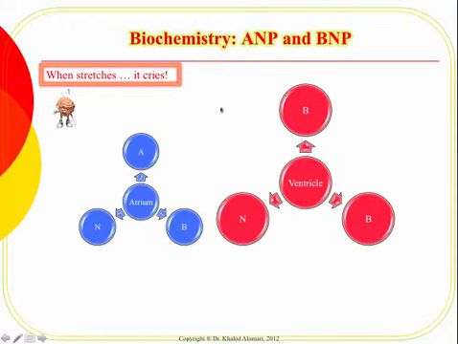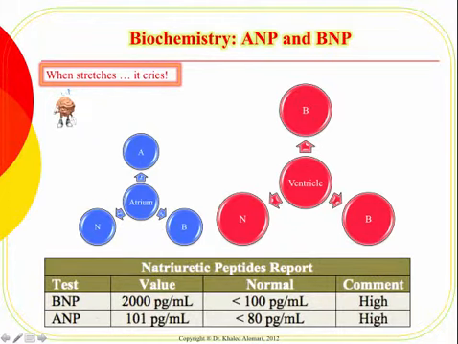So when they stretch, they will release the ANP and BNP. These are the normal. We routinely don't order ANP. We go with the BNP because it's really the ventricles that we care about. Normally, the BNP should be below 100 pg per ml. And so this patient, for example, has 2,000. So anything above 100 is bad. Anything above 500 is even worse. And the higher the number, the worse the condition.